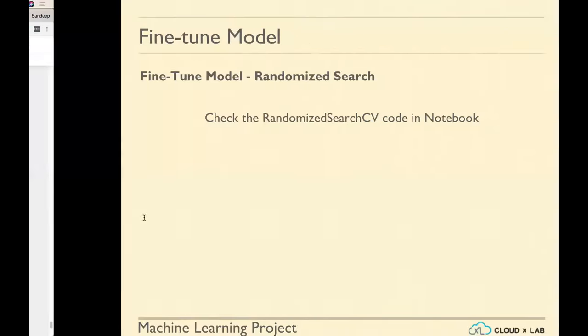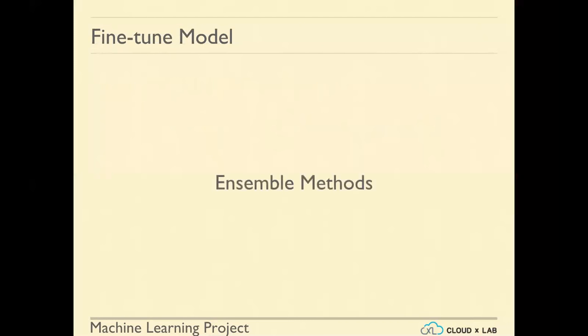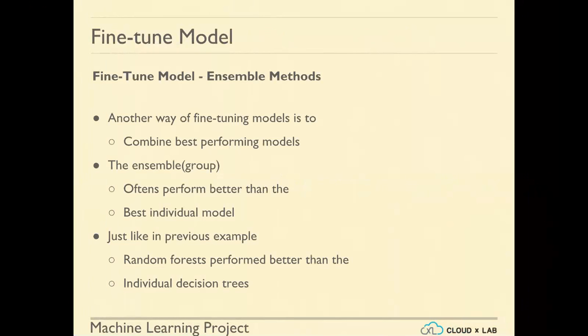All right. So the other way of getting better results is using the ensemble methods. Let it finish, and by that time we can discuss it. So ensemble methods is where we combine the best performing models. Instead of just picking one of the models, we combine them.